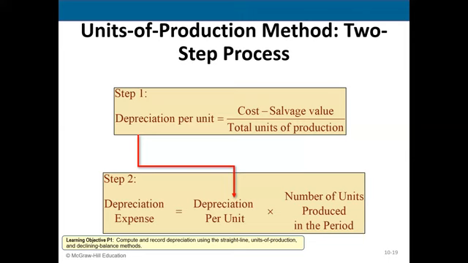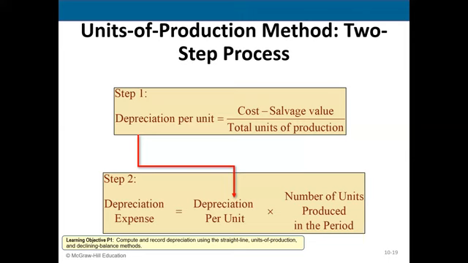the first step is we got to figure out the depreciation cost per unit. And the way we do that is we take the total cost of the machinery, in this case 10,000, minus the salvage value 1,000, total depreciable cost of 9,000, divided by the total units of production, the number of units I expect to produce and sell. In our earlier example, it's 36,000 units.